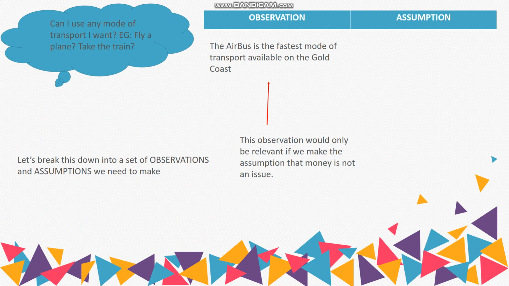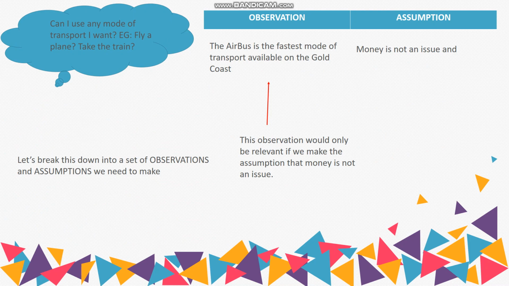However, this is a very, very flawed observation because it's going to cost a ridiculous amount of money to take a plane from the Gold Coast to the Q1. And where am I even going to get a plane to do that? It's a bit of a ridiculous observation to make. Yes, it is the fastest mode of transport, but it is very unreasonable to take a plane.